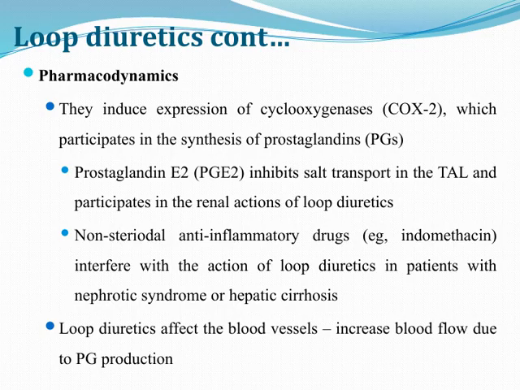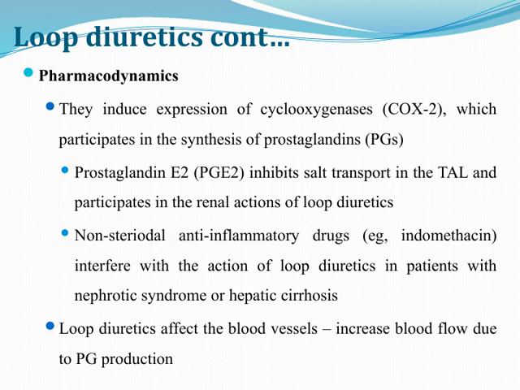When these drugs act, they actually induce the expression of enzymes called cyclooxygenases, specifically COX-2. Now, COX-2 plays a key role in producing prostaglandins, which are important mediators in the body. One particular prostaglandin, PGE2, is especially interesting because it inhibits salt transport in the thick ascending limb of the loop of Henle. This means that PGE2 helps enhance the diuretic effect by reducing salt reabsorption.